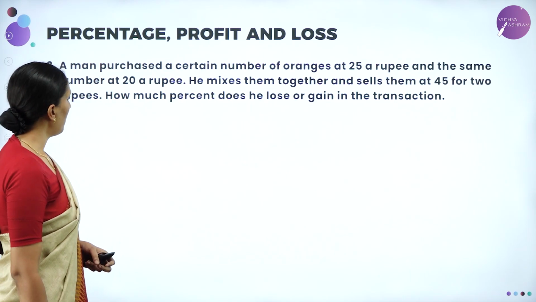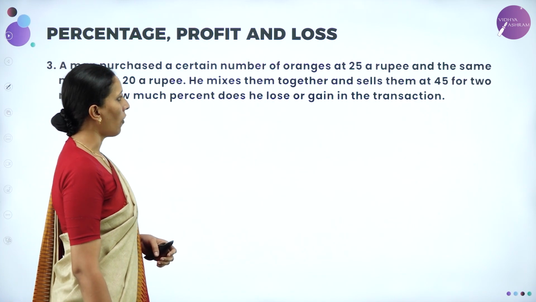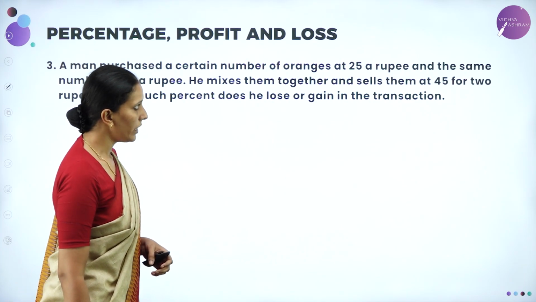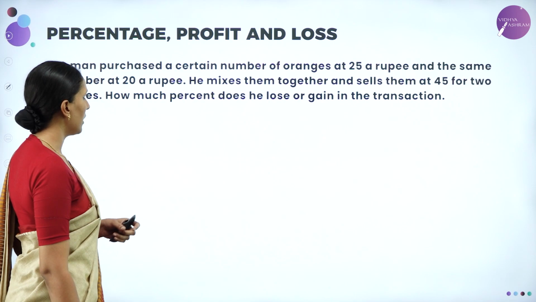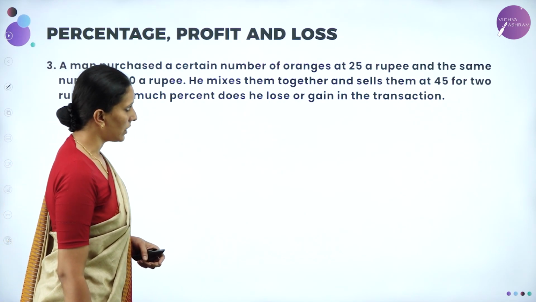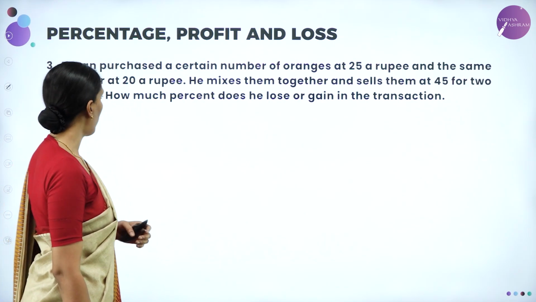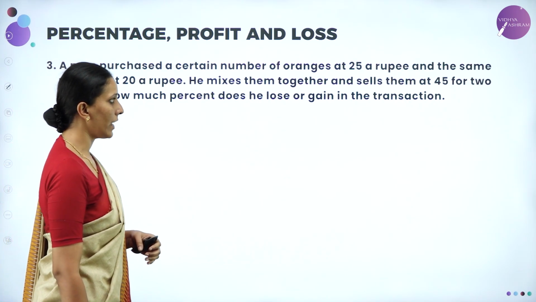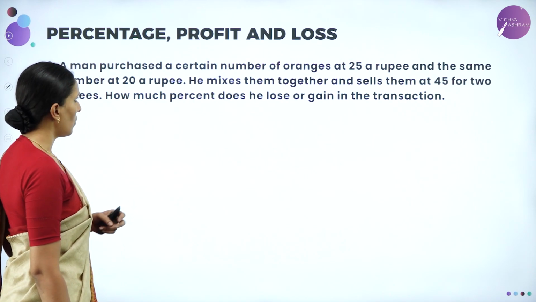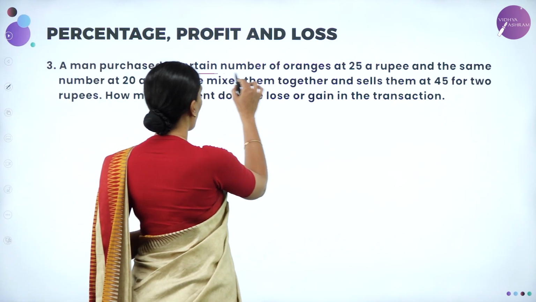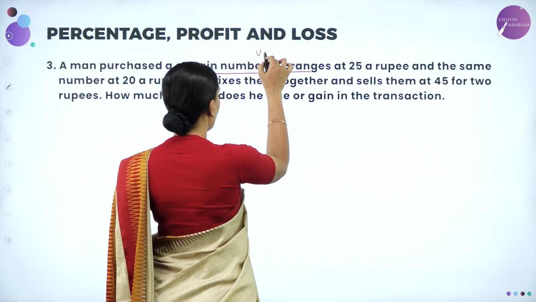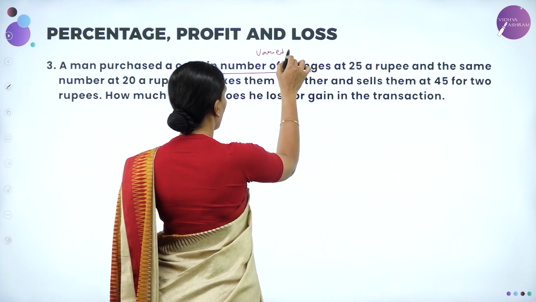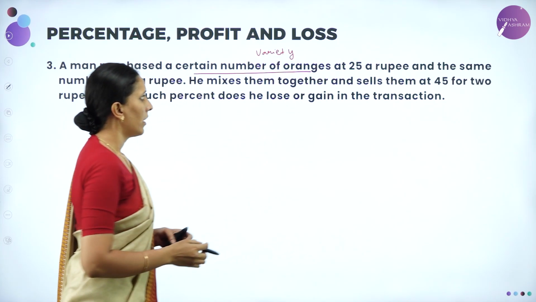Next question. A man purchased a certain number of oranges at 25 a rupee and the same number at 20 a rupee. He mixes them together and sells them at 45 for 2 rupees. How much percent does he lose or gain in the transaction? So let us take the certain number of oranges as variety 1 and another variety we have.